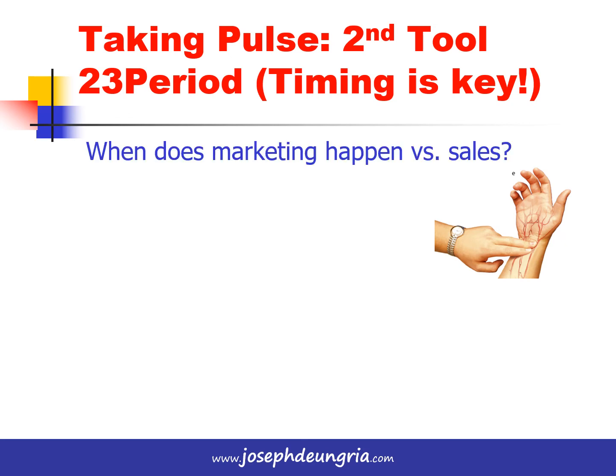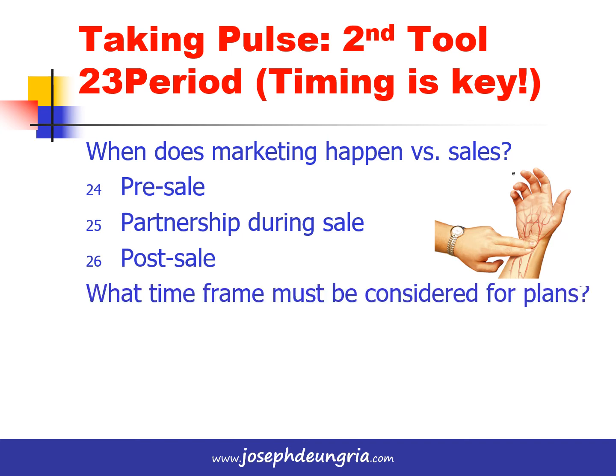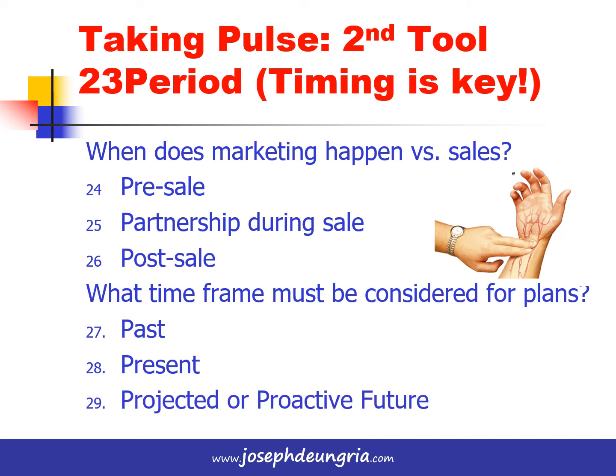Okay, so the question is, when does marketing happen versus sales? Marketing happens before, during, and after the sale. Sales is just the delivery and exchange of product and money, but marketing must happen before, during, and after the sale. So the timing of your marketing effort doesn't end. It has to be continuous. So you must be aware of what time frame you are considering for your plans, whether it's past, present, or future.